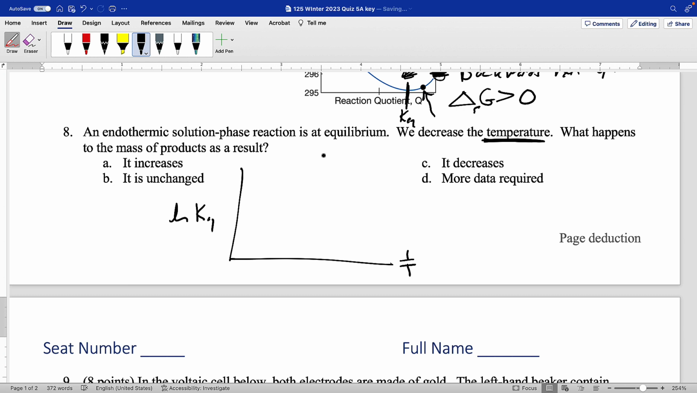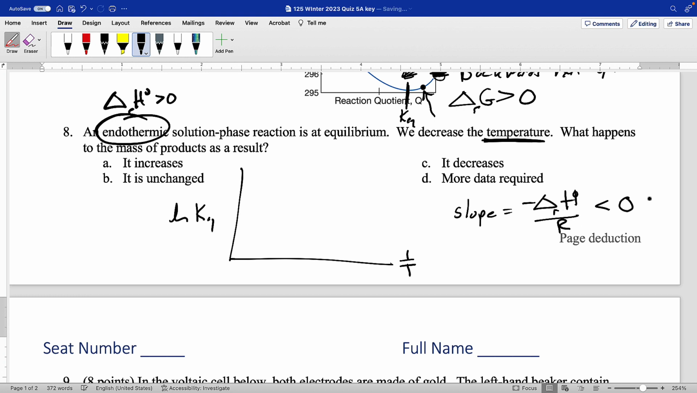So if we look at this, we know that the slope of this plot is equal to negative delta H of reaction over R. So we said that it is endothermic, so delta H of reaction is a positive number. If we plug a positive number into this equation, we get the slope has to be negative, right? If delta H is positive, we get this negative sign, so the whole thing has to be negative. So if the slope's negative, we'll draw a graph like this.